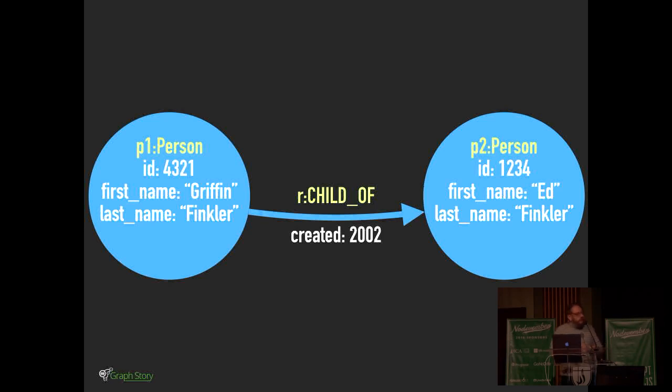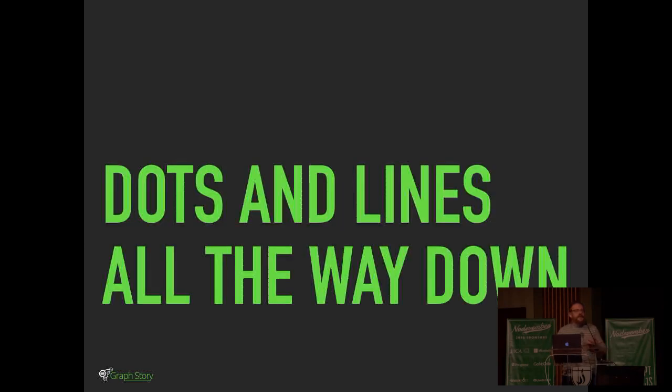And then there's a relationship between them, and it's a directional relationship. And that relationship is child of, and it points from the child to the parent. And then there's a property on there of when that relationship was created, which was 2002, when Finkler exploded into the world. So at the end of it, it's just dots and lines.